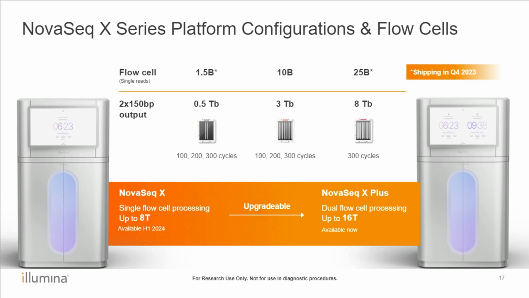For consumables, currently shipping is the 10B portfolio kit. The 10B has a similar output to the NovaSeq 6000 S4 for those familiar with that platform. Coming this quarter is the 25B, which is our highest output flow cell ever, which can generate 8 terabases of data. And additionally, we'll have our 1.5B flow cell, which has a similar output to S1 on the NovaSeq 6000.